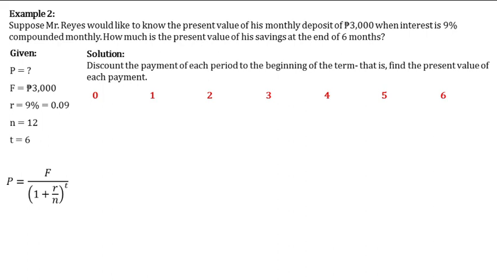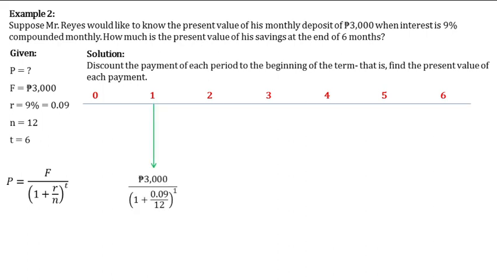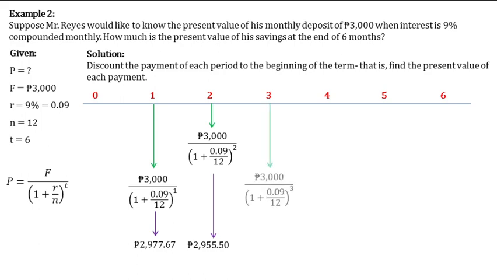at meron tayong 6 payments. So, dito, i-discount natin yung each payment from the start. So, 3,000 over 1 plus 0.09 over 12 raised to 1. Yan ay 2,977.67. The second month, so, di-discount ulit natin siya. Siya ay 3,000 over 1 plus 0.09 over 12 raised to 2. Yan ay 2,955.50. While in third month, yan ay 3,000 over 1 plus 0.09 over 12 raised to 3.